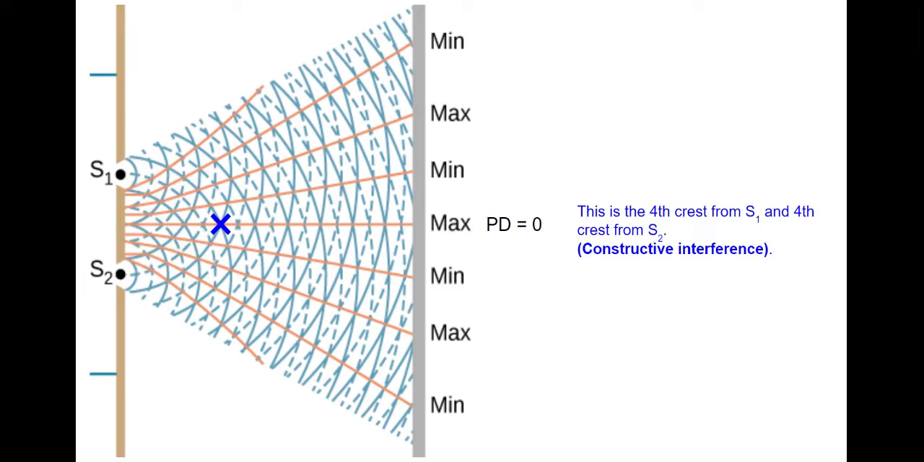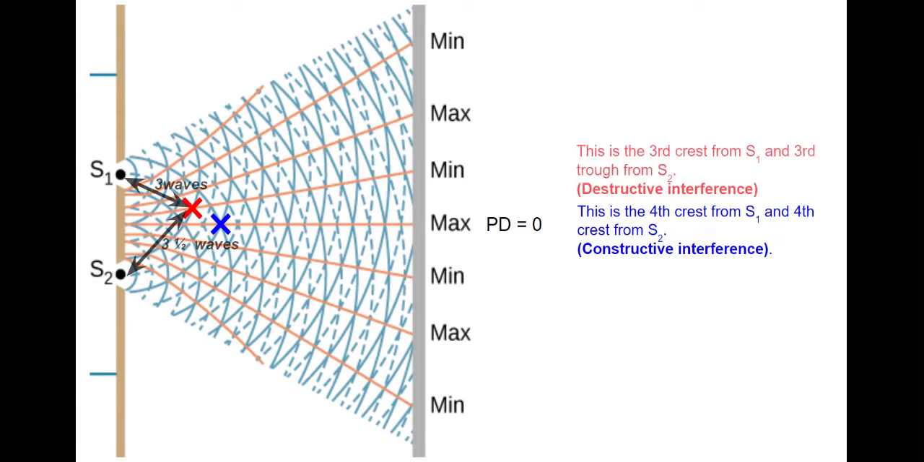Now, let's consider another point, this one here. Now that point there is 3 whole waves from source 1, but 3.5 waves from source 2. So now it's the third crest from source 1 meeting the third trough from source 2.